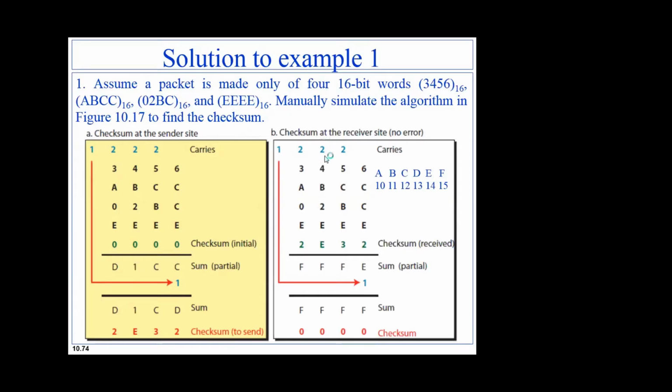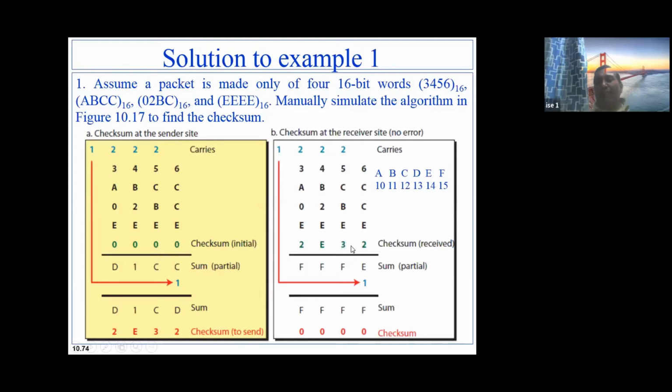So the carry comes here as 2. And what is the remainder? 15. I have written F here. You see, 15 is the remainder I have written. Similarly, if I add, I'll be getting all F. I have got a carry here. I'll fold this carry over here.